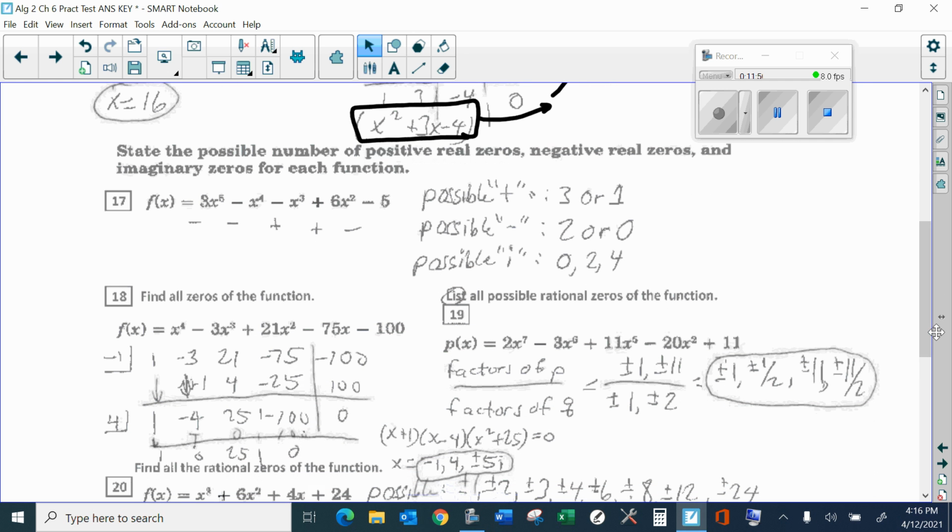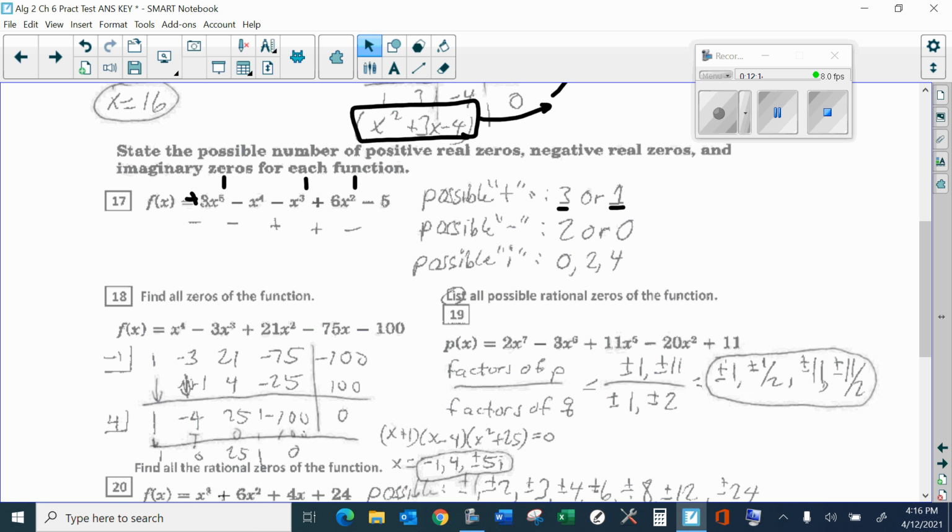All right, 17. State the possible number of positive real zeros. Remember, that's when I just look at them as it already is, and every time it switches from positive to negative, that's 1. So positive to negative, there's 1. Negative, negative, positive, there's 1, and positive, negative, there's 1. So it could be 3 positives, or it goes down by 2, because imaginary numbers come in pairs. So 3 minus 2 is 1.